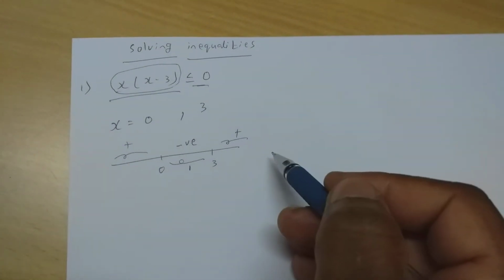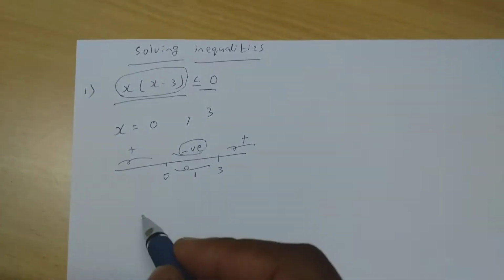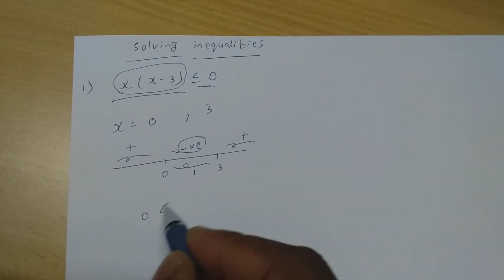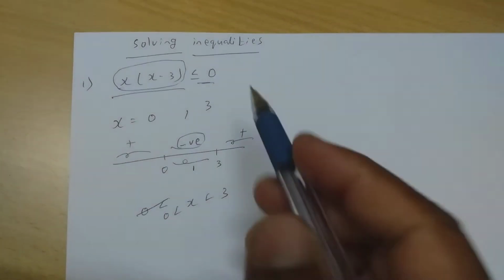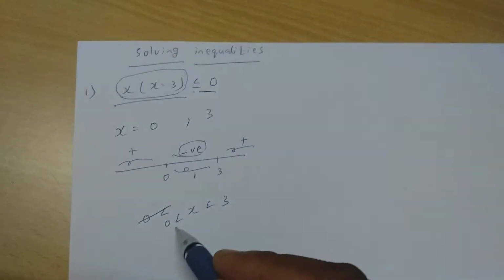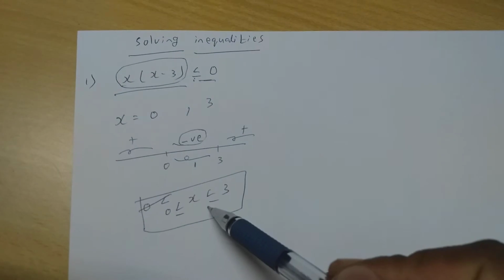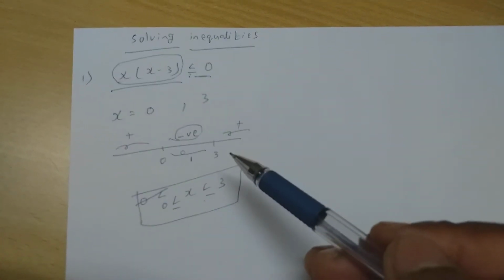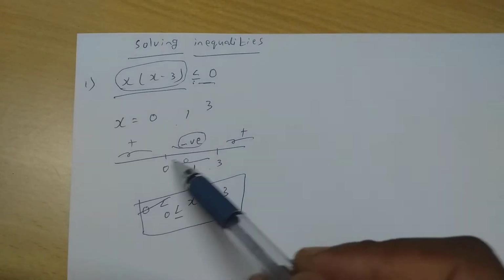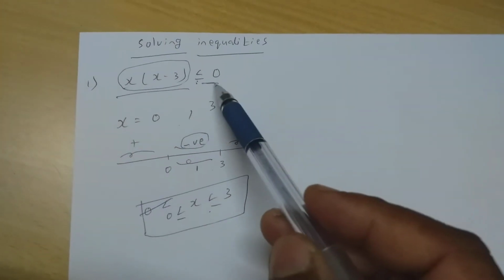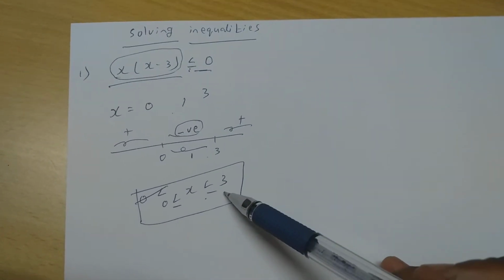So on the number line, where is it less than 0? That is negative, over here. So your x value should be between 0 and 3. Since equal to is there, you put equal to over here. If there wasn't equal to here, don't put equal to here. This is how we solve inequalities. First, normally get the values of x, then number line, see where it is positive and negative. And if the expression should be negative, wherever it's negative on the number line, that is the answer.